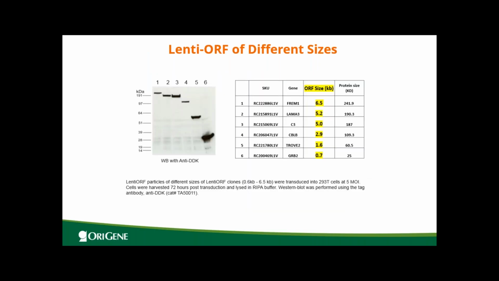This shows lenti-ORFs of different sizes, ranging from 0.7 to 6.5 kb. And this is the Western blot with a tag antibody, and you can see the expression is very nice.